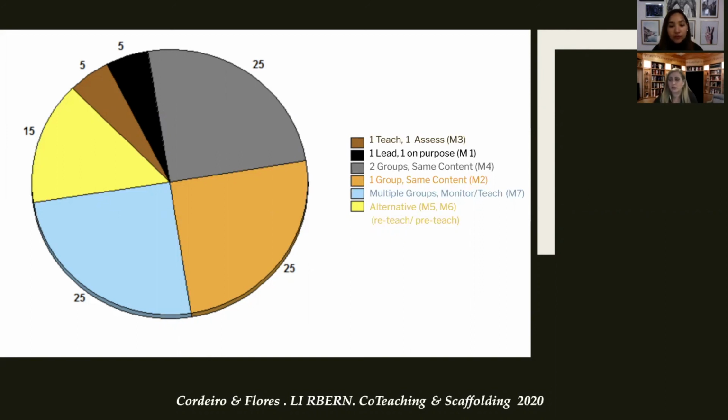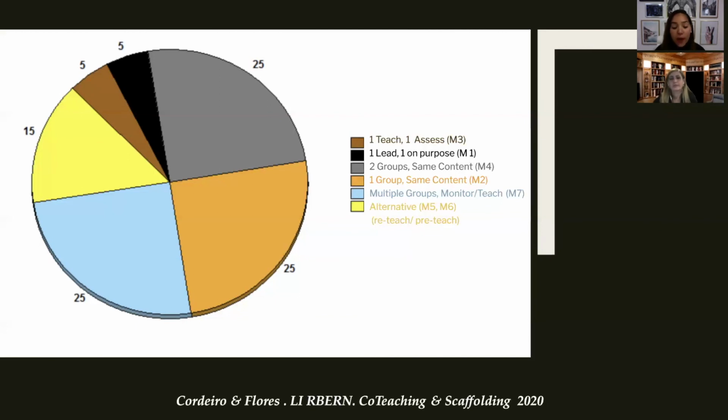Model 2, which is the orange slice of the pie, is one group with two teachers teaching the same content together, also known as teaming. And Model 7, the blue portion, is multiple groups with two teachers both leading instruction and student support. This is also called station teaching. To a somewhat lesser degree, we have models 5 and 6, in which we have two groups with one teacher either pre-teaching or reteaching content for a select group of students.